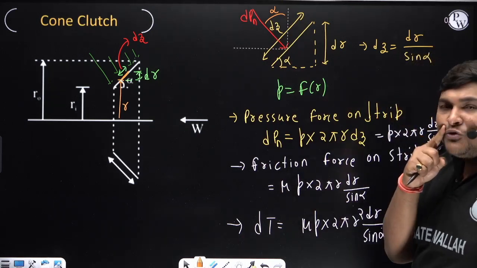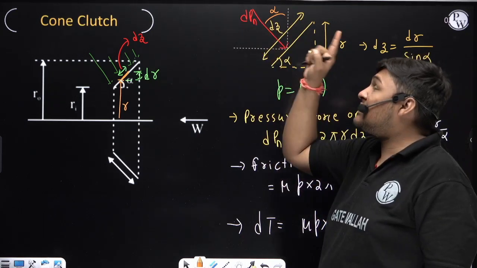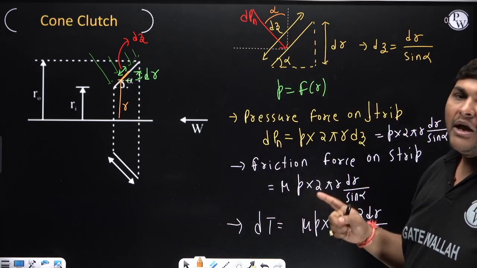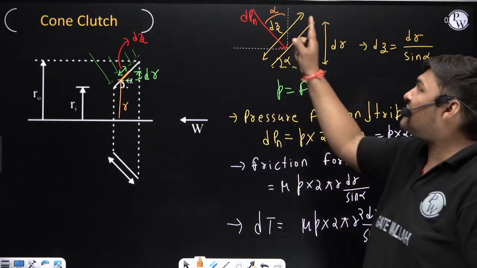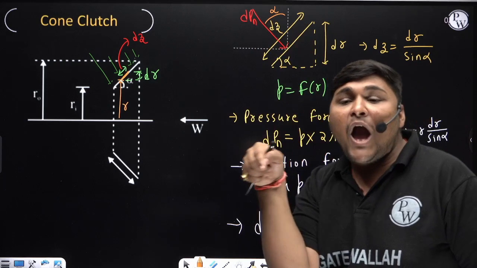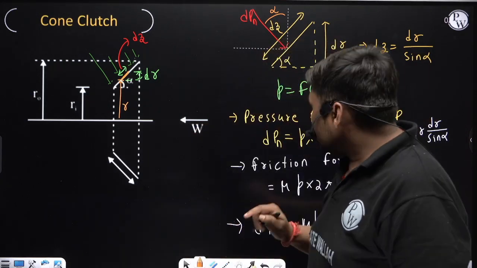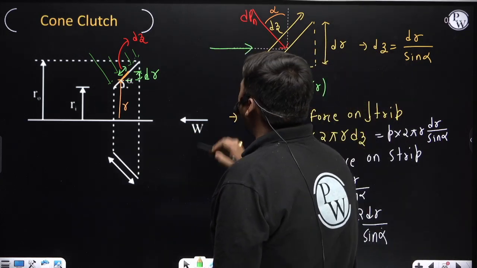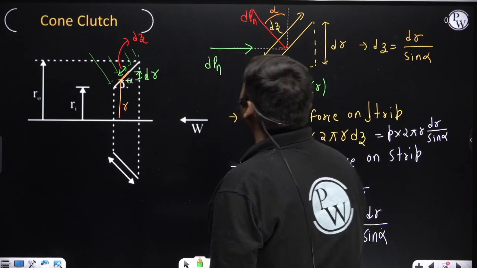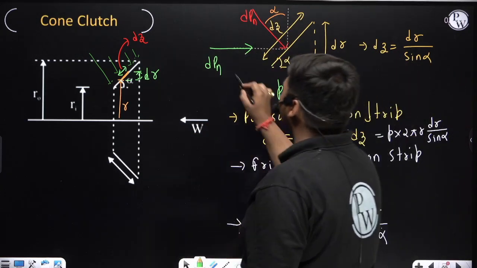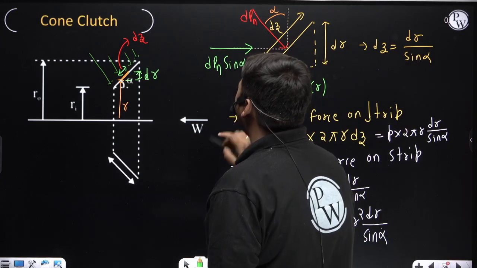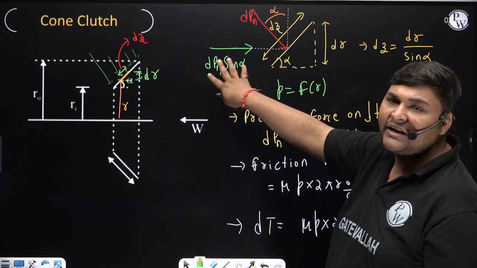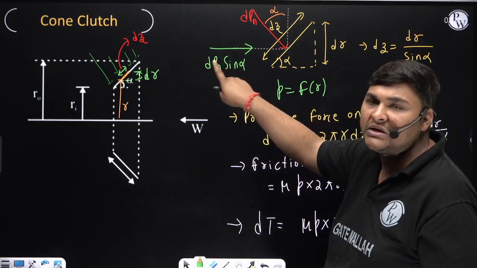Now if I ask what is the vertical component and what is the horizontal component of the pressure force, why I am calculating that I will explain later. It is the pressure force on the strip, but what is the horizontal component of the pressure force? So the horizontal component of the pressure force on the strip will come in this direction, and this component will be dPn, and since its angle from the vertical is alpha, the horizontal component will be sin alpha. Why I have calculated this, I will explain. I am not writing this separately. Here in this diagram I have shown the horizontal component of the pressure force on the strip.